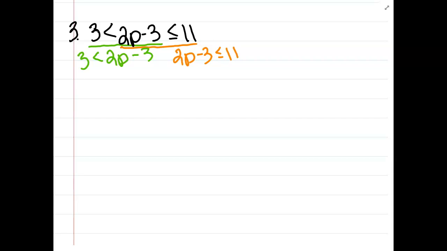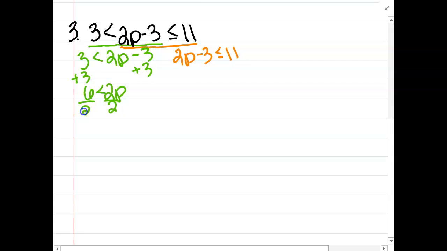That's the second inequality. Now, all of the combined inequalities, I think they're maybe a little bit more complicated, mainly just because you split them up. When you solve both of them, you're going to use the same steps, which is kind of nice. So if I add 3 to both sides, 3 plus 3 would be 6, is less than 2p. And then divide by 2, we should have 3 is less than p. Remember, it's easier to graph if I flip it around, so we can say p is greater than 3.